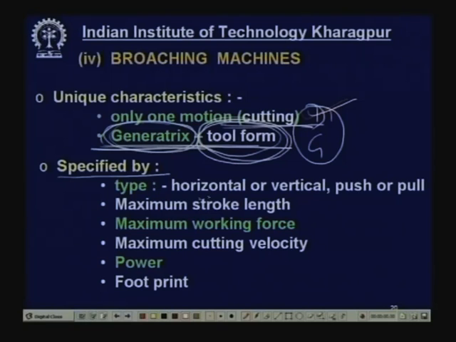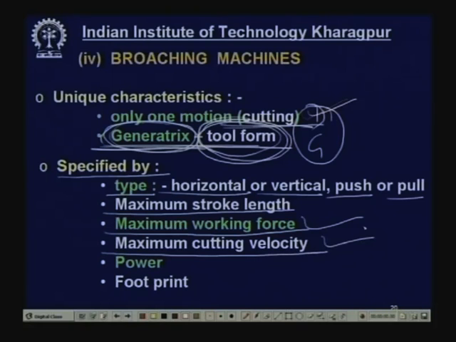Broaching machine tool type, whether it is horizontal or vertical, is it push type or pull type, means how the broaches are handled. Maximum stroke length that can be accommodated in the machine tool. Maximum working force that will be acting on the broach. So, the machine tool should be able to stand that amount of force. Maximum cutting velocity that the machine tool can provide. Power that can be provided by the machine tool, and footprint.